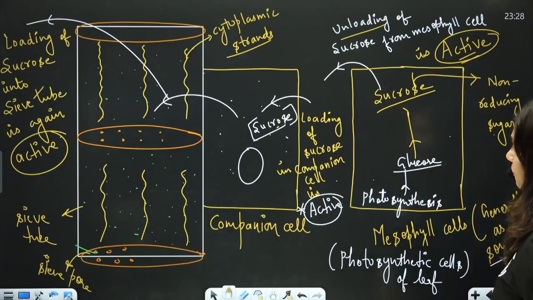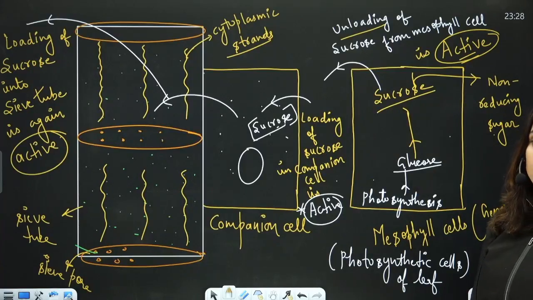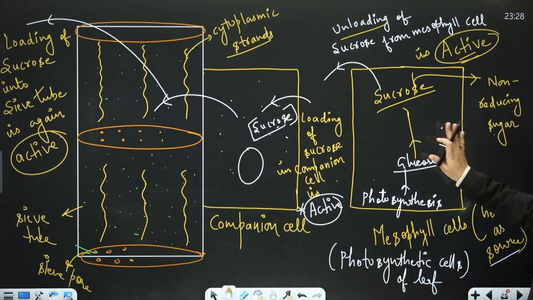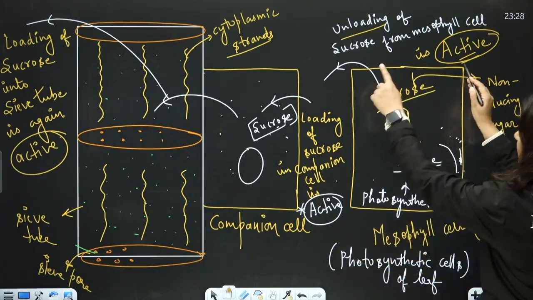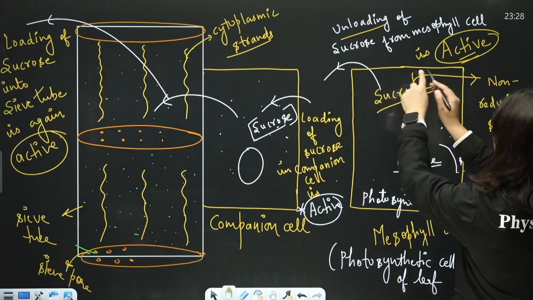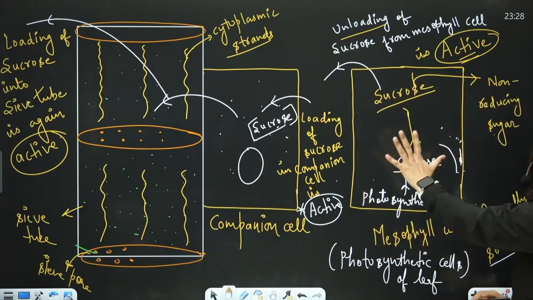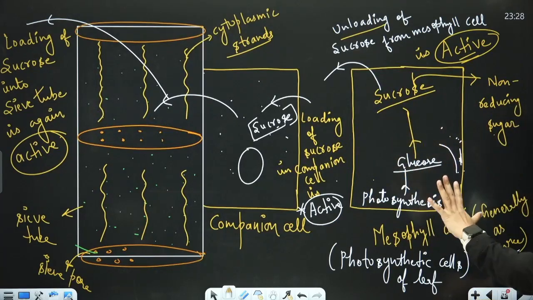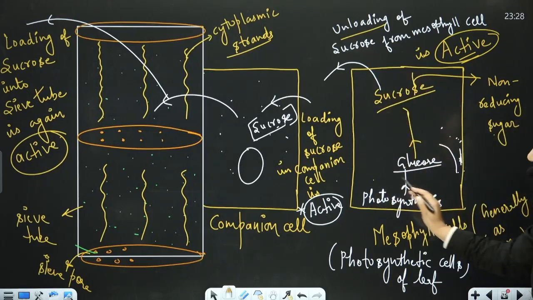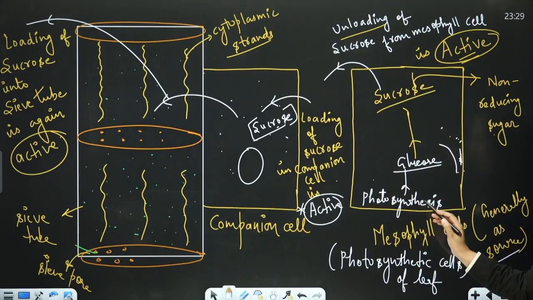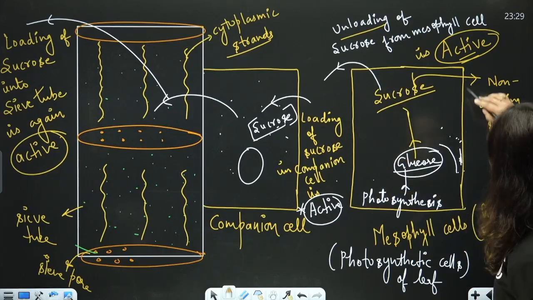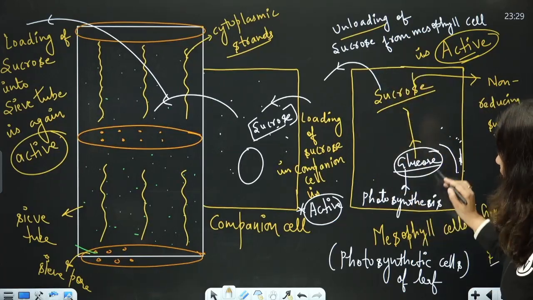Now let's see what happens at the source point. This diagram is very important and listen to everything carefully. Understand very carefully line by line. This is the mesophyll cell. Mesophyll cell is the cell in which food is formed in the leaf. In the leaf, photosynthesis has occurred, which resulted in the formation of glucose. So in the mesophyll cell, because of photosynthesis, glucose is formed.